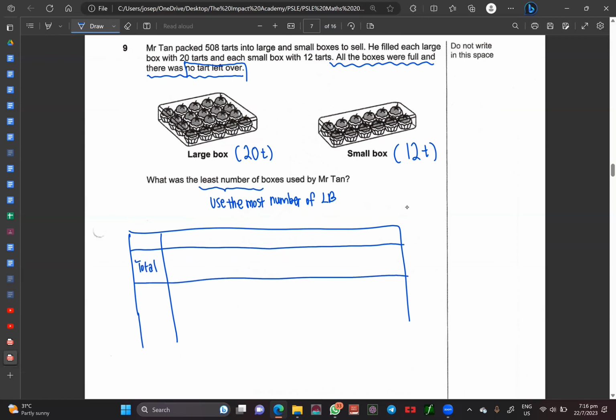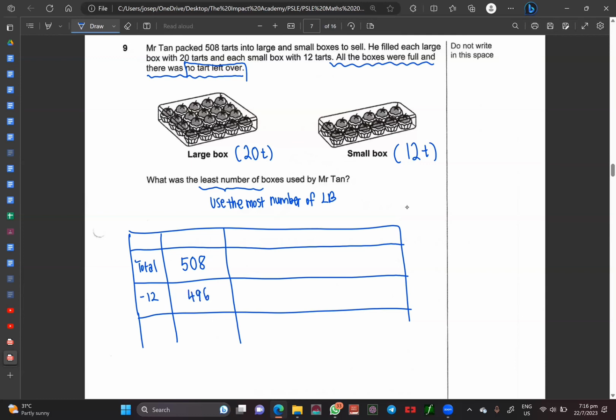Because you are just going to use one small box, we are going to just minus away that 12. Because I know that my total is, what's my total? 508. If I minus 12 from 508, I will get to 496.